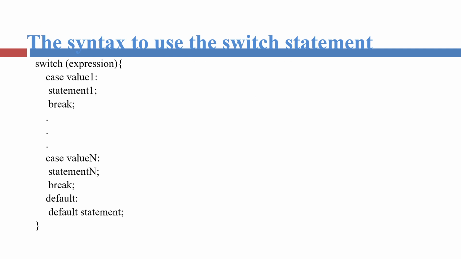The syntax to use the switch statement: switch, expression, case value 1 and statement 1, break. Then case value n. Up to n number of cases you can have inside the switch statement. If those cases are not satisfied, then it will move to the default statement, and the default statement will be executed.